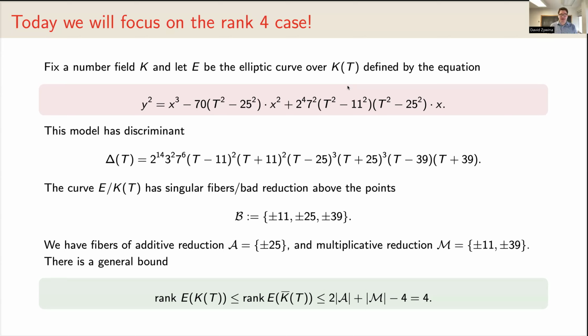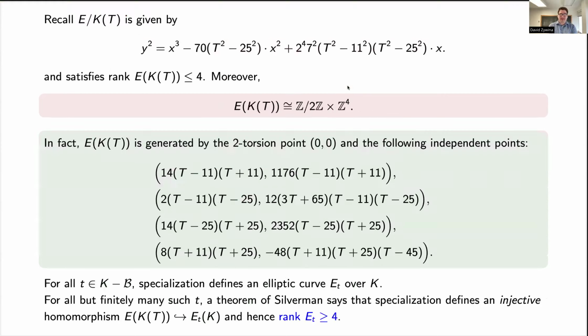The others are multiplicative. And there's a general bound, more of a geometric bound for the rank, which you can then use. It tells us that for this particular elliptic curve, its K(t) points have rank at most 4. The proof of this is just cohomology again, but it's more actual geometric cohomology. Okay, so this is my elliptic curve. Its rank is at most 4. And in fact, this elliptic curve has rank exactly 4.